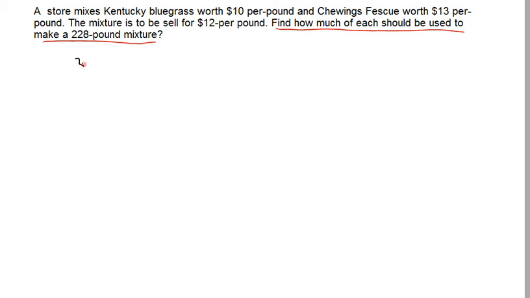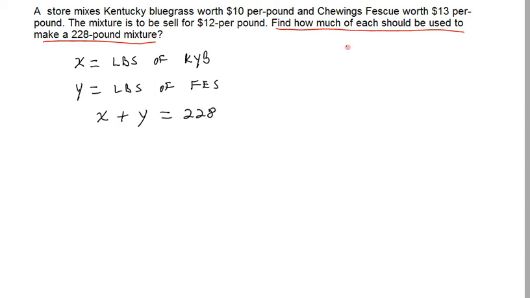So we're going to set this up using two variables. We're going to let x equal the number of pounds of Kentucky Bluegrass. We're going to let y equal the number of pounds of the fescue. Now we do know that when you mix these two together, you're going to end up with a 228-pound mixture. So we have x plus y, the number of pounds of each, will equal 228. And we get that just from the very last sentence there.